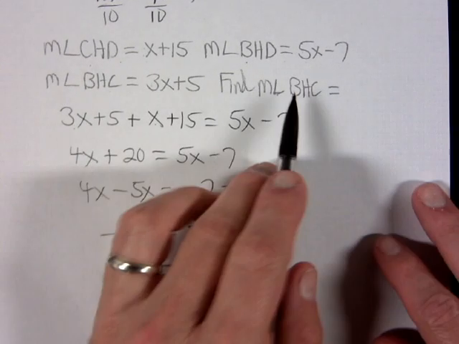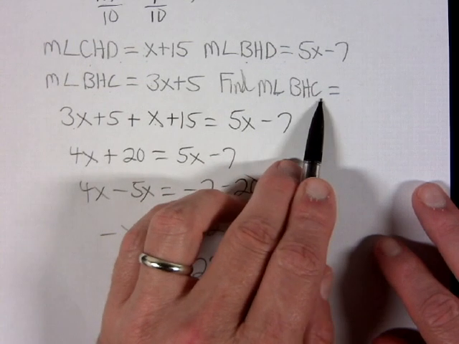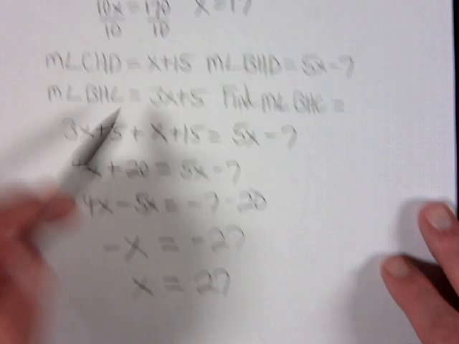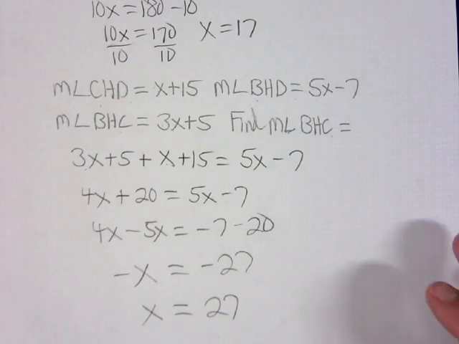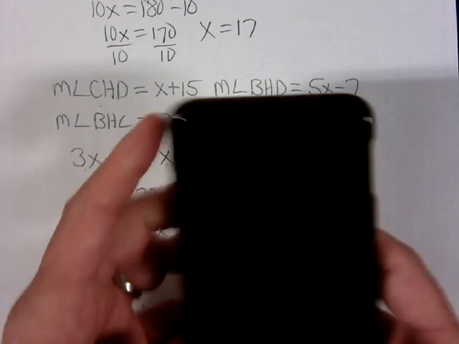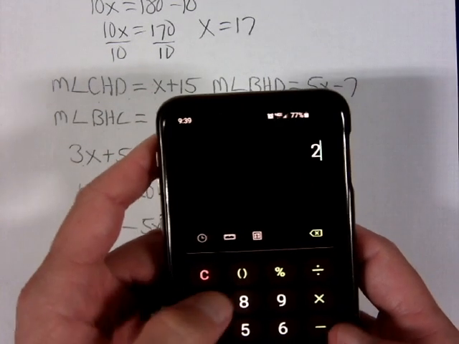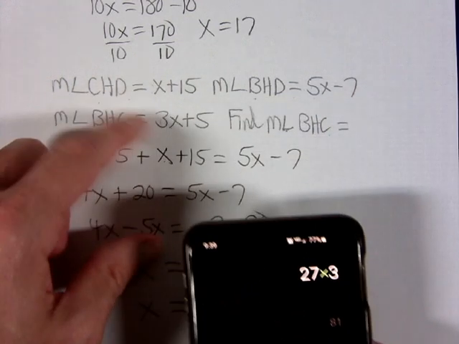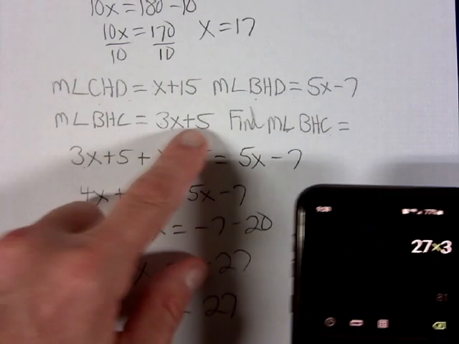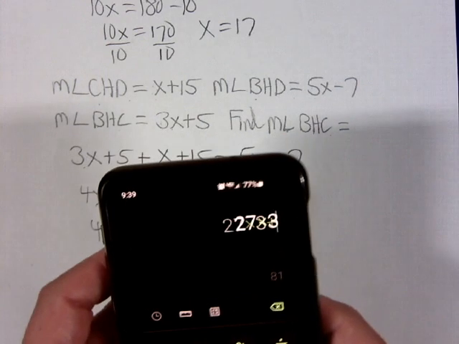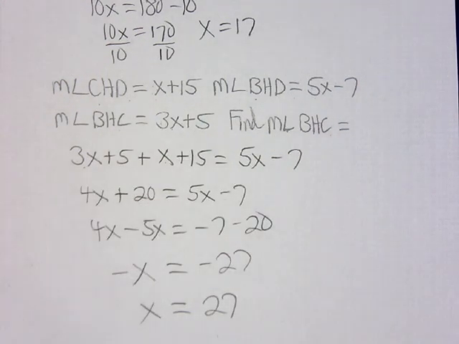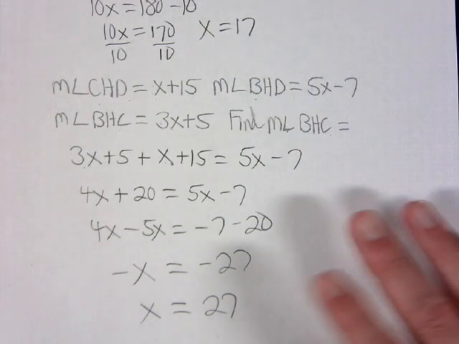Once again, not the answer. I've got to plug into BHC. I've got to take 27 and plug into BHC. So I need to go 27 times 3. That's 81, and I need to add how much to that? Add another 5 to that, plus 5 gives me 86 is my correct answer. And so there you go, 86.